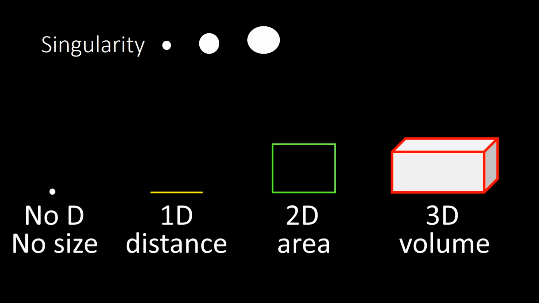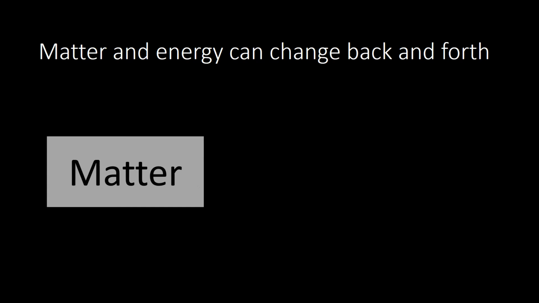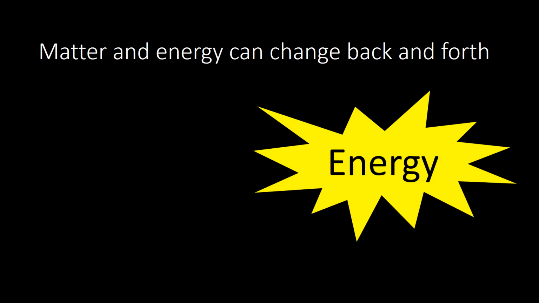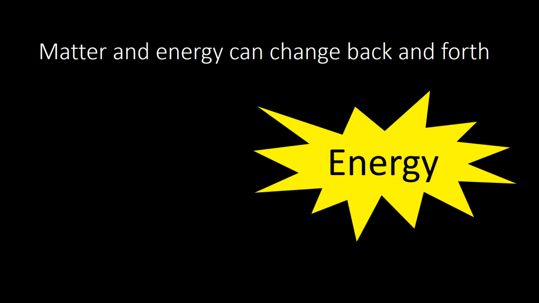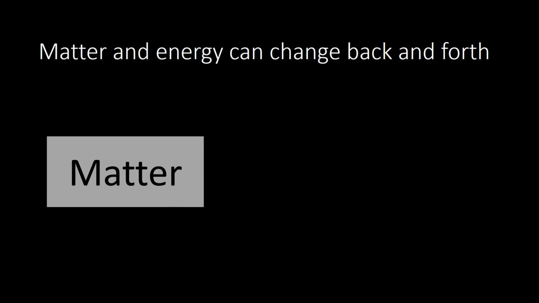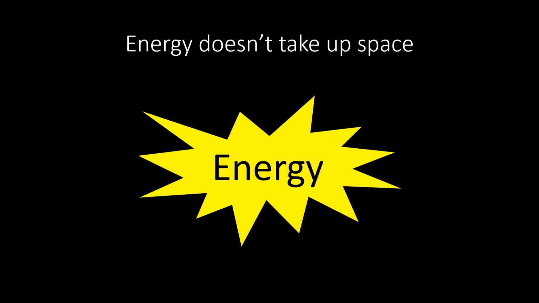How could the whole universe have possibly fit into a point with no size or dimension? Something that may help us understand is the fact that matter and energy can change back and forth from one to the other. Matter can become energy, and energy can become matter. The singularity would have begun as energy. Since energy does not take up space, it makes it a little easier to imagine the whole universe being condensed into a dimensionless point.